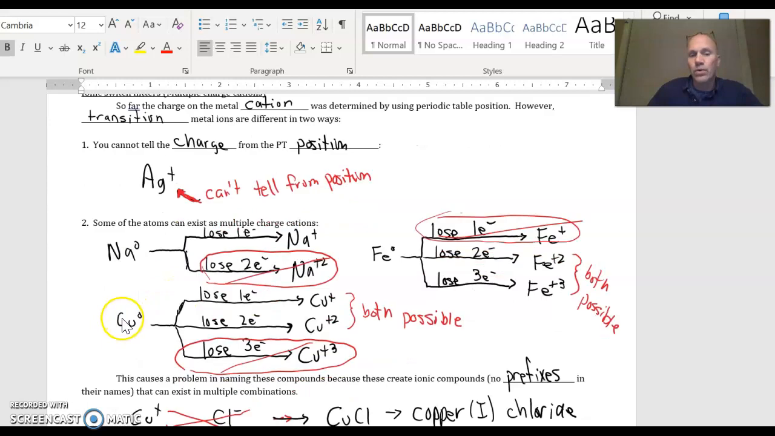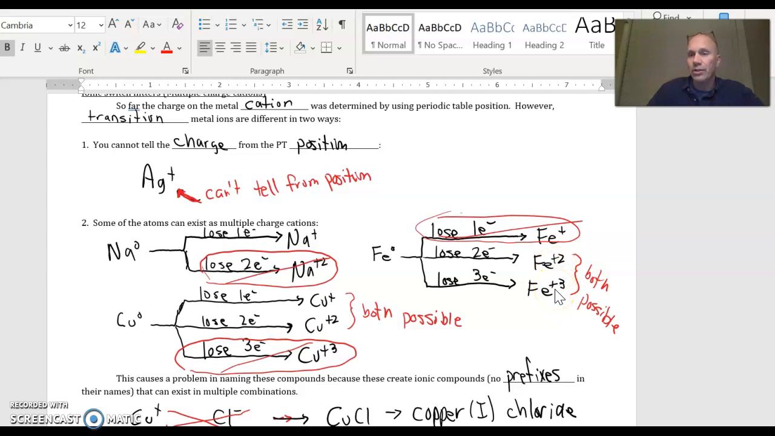But when we're talking about the types of ions that transition metals can make, we'll take copper for example. Copper sometimes can lose just one electron to make a copper +1 ion. Sometimes it can make a copper +2 ion. But it never will lose 3 electrons to make a copper +3 ion. So both of these ions are possible. Iron, for example, never just loses one electron. It can only exist in the +2 or the +3 state, and both of these are possible.